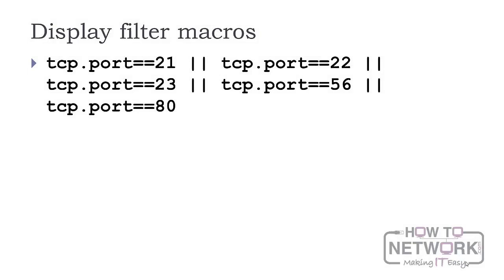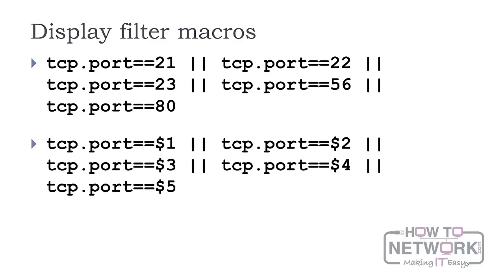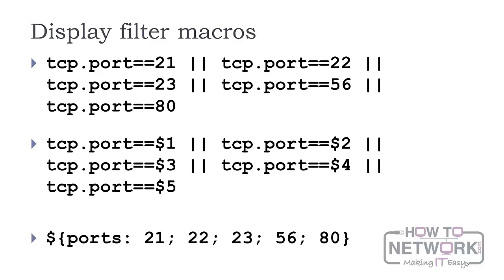Now, replace each variable with a $ sign and a number, starting from 1 and increasing each time. To apply this macro, write in the filter toolbar $, curly brackets, macro name, colon, and the variables separated by semicolon. The number of variables should be equal to the one in the macro.